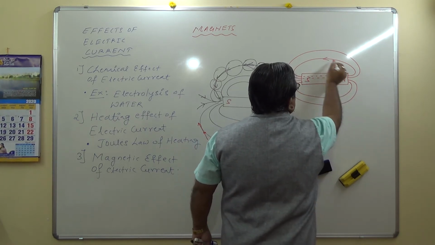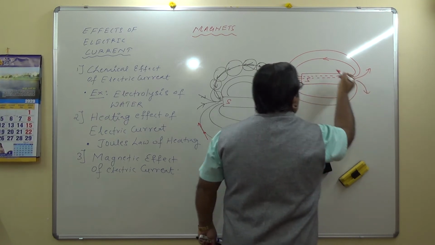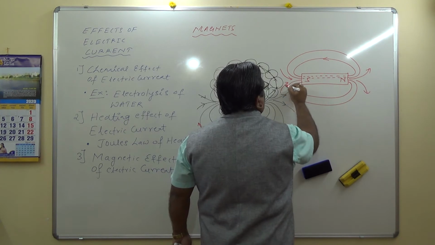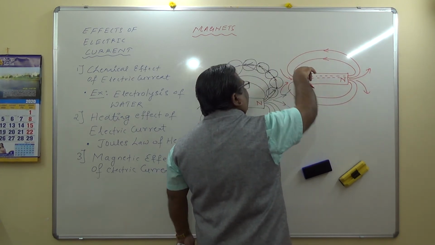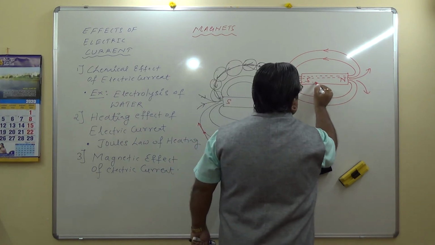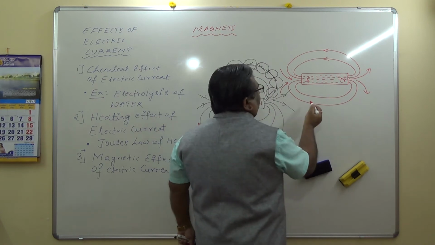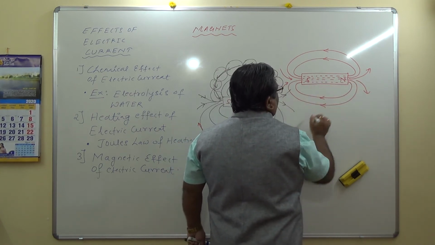North to south. They emerge from the north and merge into the south. But these are closed curves. Remember, these are closed curves. So north to south, north to south. This is also north to south.